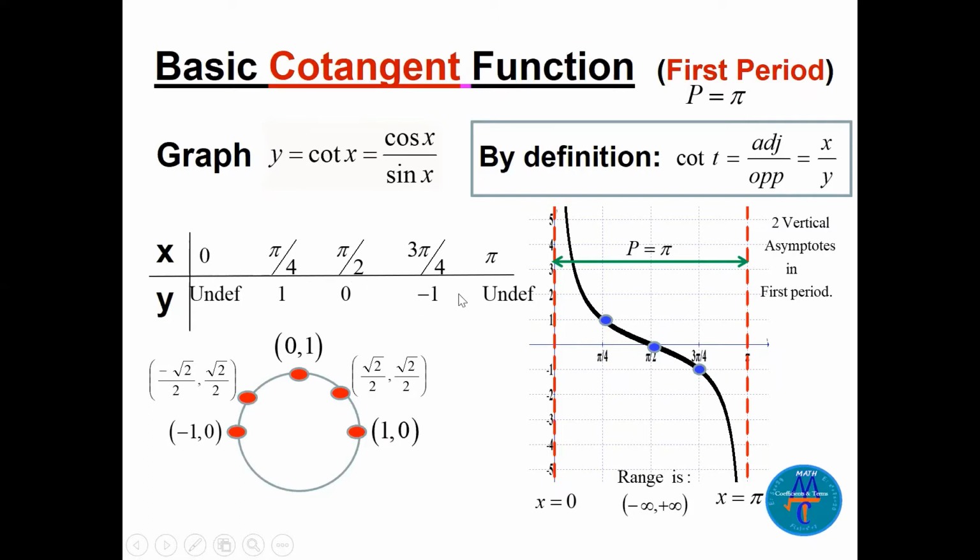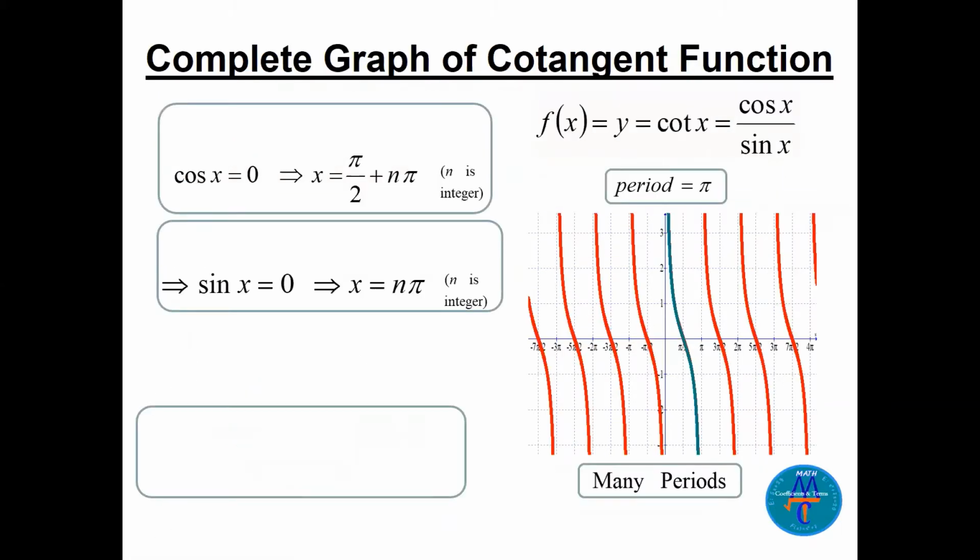Plot the points in the middle, you will see these points. So this is the graph of the cotangent. You can take any x there, replace it in the cotangent function, then you find the value of y. So there are two vertical asymptotes here in the first period. Now you can see the complete graph. In the previous slide, we have seen only from 0 to pi.